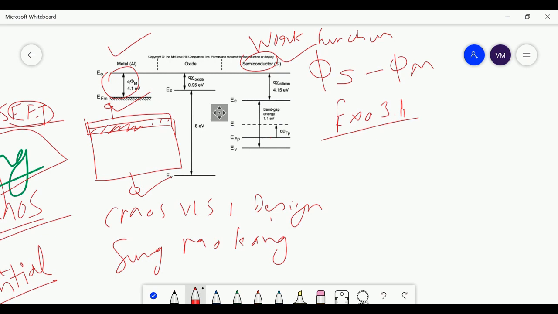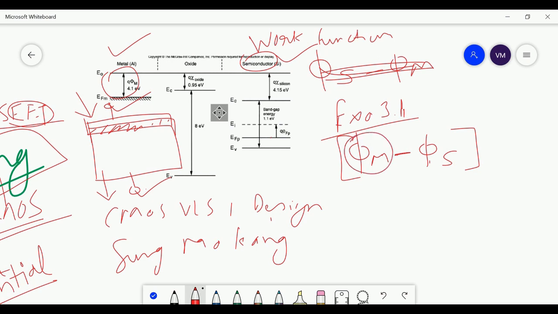What you need to do, you need to calculate the built-in potential, that is the work function of the metal gate minus the work function of silicon. Fine. We are starting from the gate towards the silicon. So the built-in potential is the work function difference between the metal and the silicon. Now the work function of metal is standard and it is already given here. If you can see, the work function of metal is already given here. It is 4.1 electron volt.